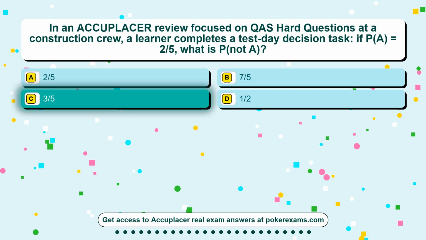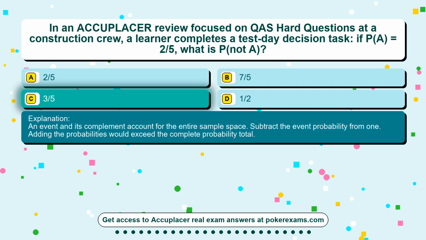The correct answer is option C, 3/5. An event and its complement account for the entire sample space. Subtract the event probability from 1. Adding the probabilities would exceed the complete probability total.